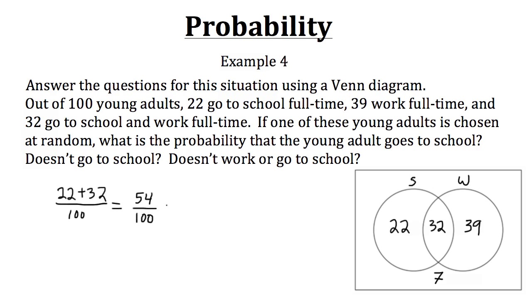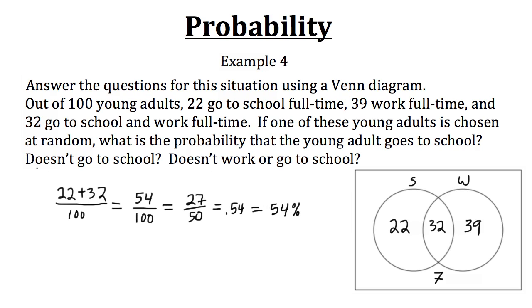So that gives us a probability of 54 out of 100. Now again, we could reduce that if we'd like. And if we do that, we get 27 out of 50. Or we could write it as a decimal or percent. So 0.54, or move the decimal over twice to get 54%. So if a young adult was chosen at random, the probability that the young adult goes to school would be a 54% chance.